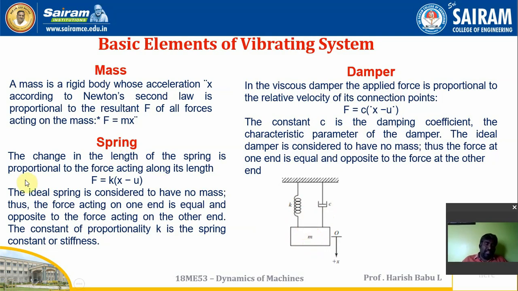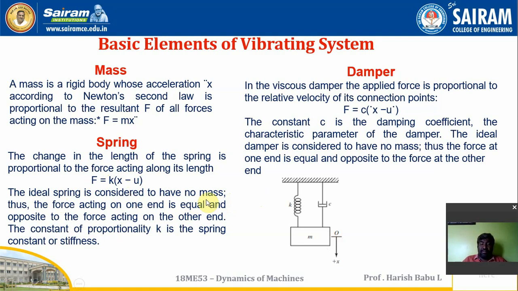When you go for the spring, the change in the length of the spring is proportional to the force acting along its length. So I'm going to take F is equal to k into (x minus u). Normally you're going to take u as 0. So F is equal to k x. x is the displacement, how much you're going to give to the mass. The ideal spring is considered to have no mass.